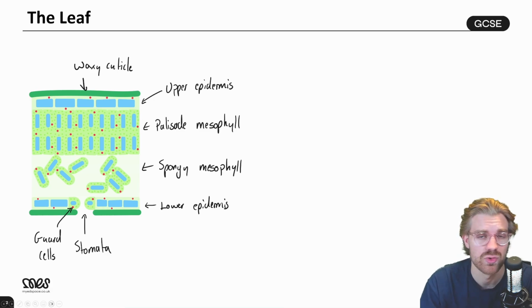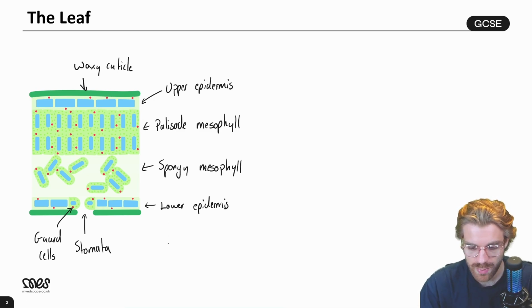Now, if there isn't very much water available, that means that the water is going to leave the guard cells. As it leaves the guard cells, they become flaccid and they lose their shape. And as they lose their shape, that means the stomata close. So if there isn't very much water available, the stomata close. And if the stomata are closed, that is going to reduce the amount of water that is evaporating or diffusing out of the stomata, and therefore reducing water loss.